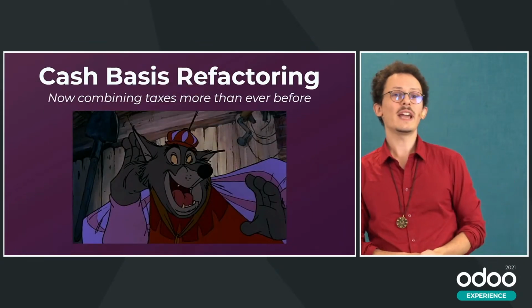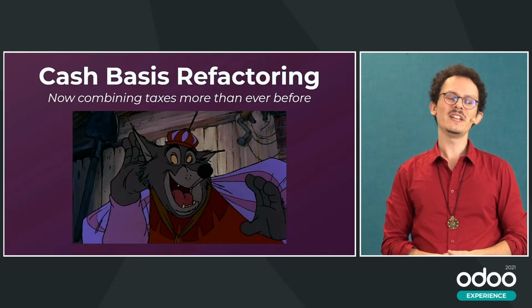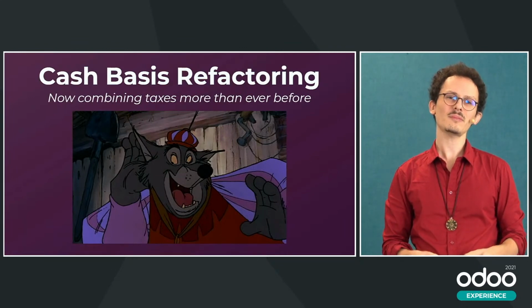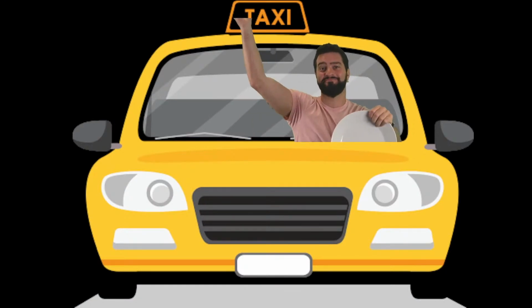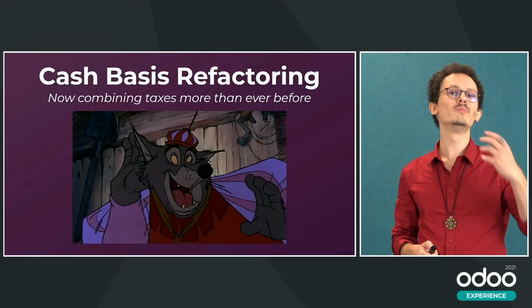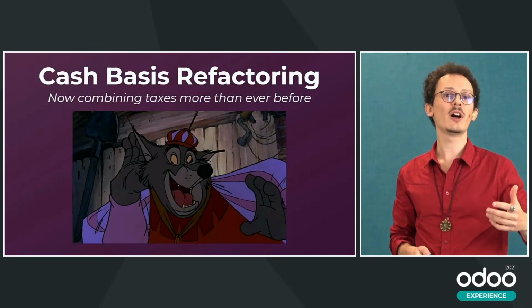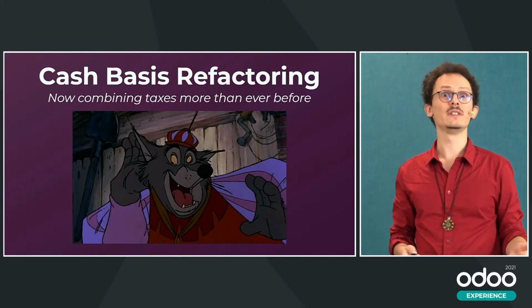Next up, the cash basis refactoring. So what is cash basis exactly? Well, everybody knows that cash is the base of everything. Right. Well, actually, I'm talking about cash basis taxes here. So what is a cash basis tax? It's a tax that is exigible on payment. So you have to declare the tax amount only when you receive the payment and proportionally to this payment.